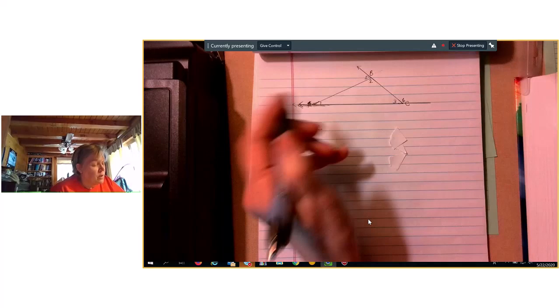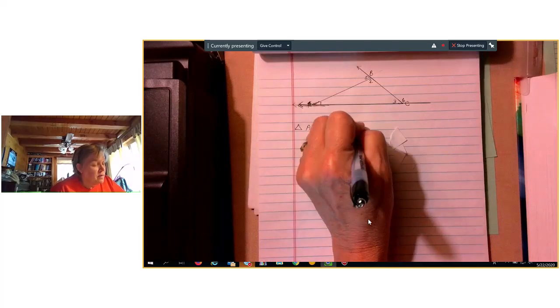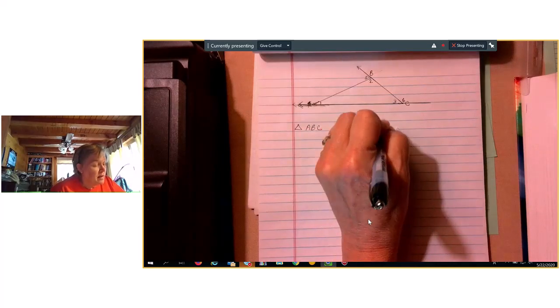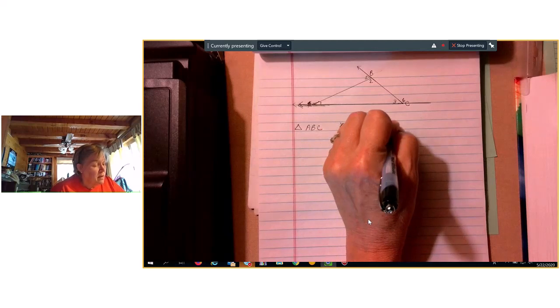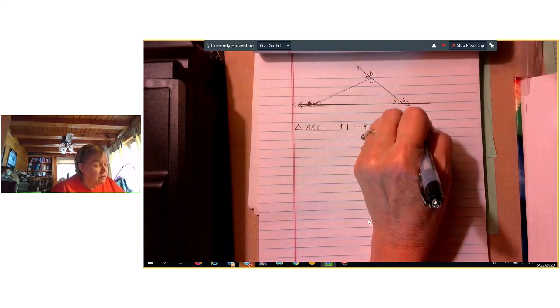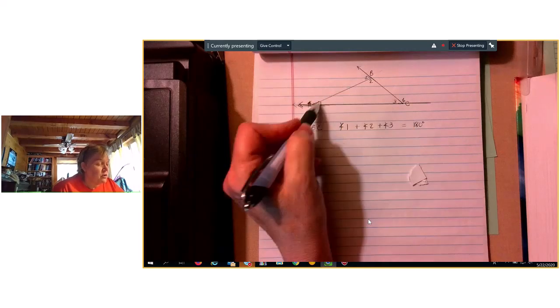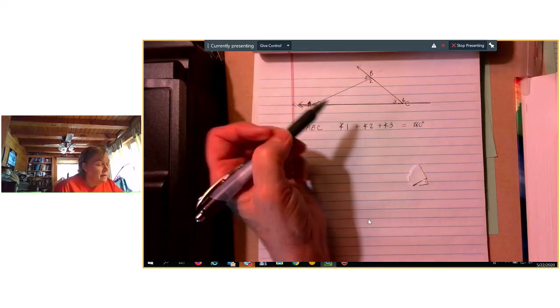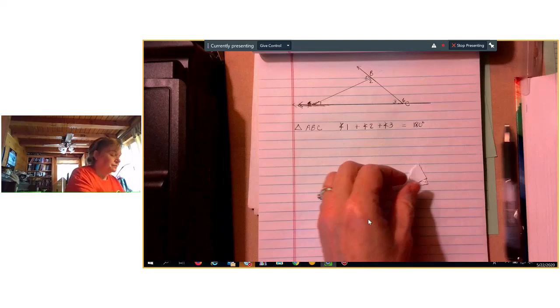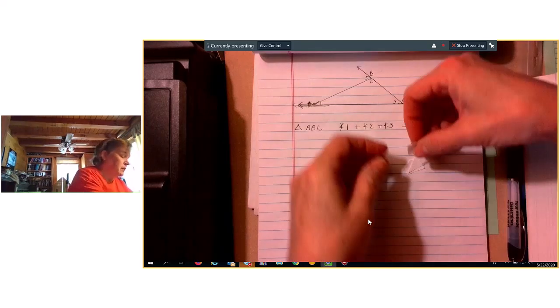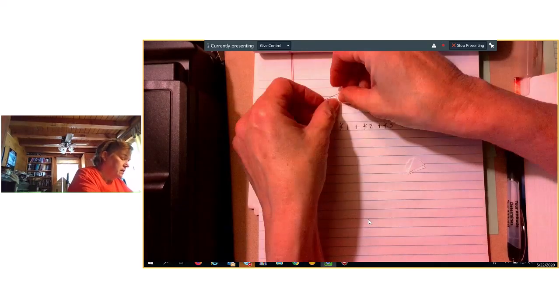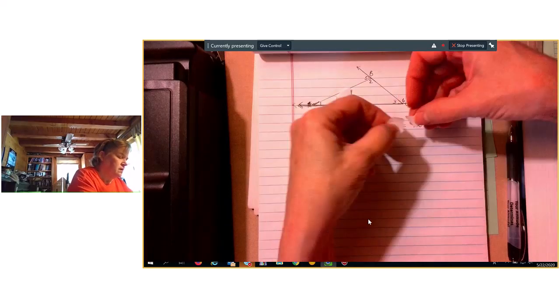So we know that angle 1 plus angle 2 plus angle 3 are going to add up to be 180 degrees. And because of that, we should be able to take off their little tips here and add those three angles together. So this was the tip of one point.